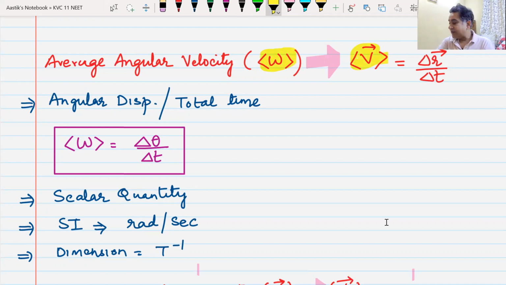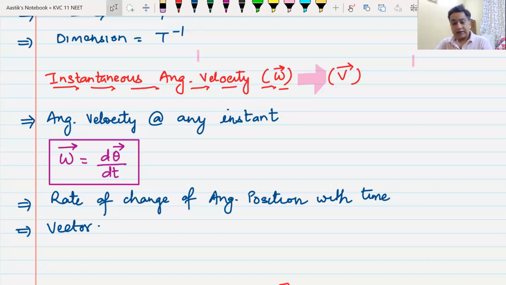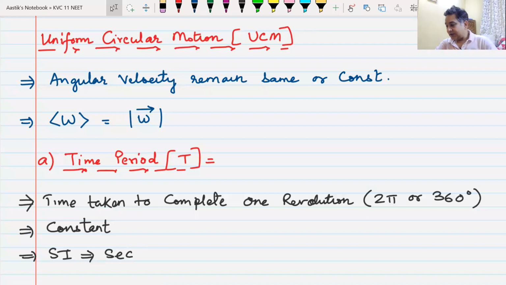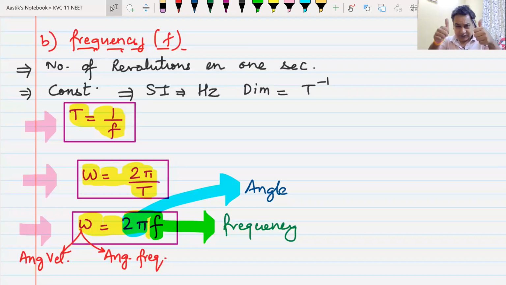Then we had instantaneous velocity. There we have instantaneous angular velocity. Here the relation is also the same. Then we saw uniform motion there. Here it is known as uniform circular motion. It has a time period, it has a frequency, and we had seen the relation between time period and frequency. Do we remember this? Yes or no?